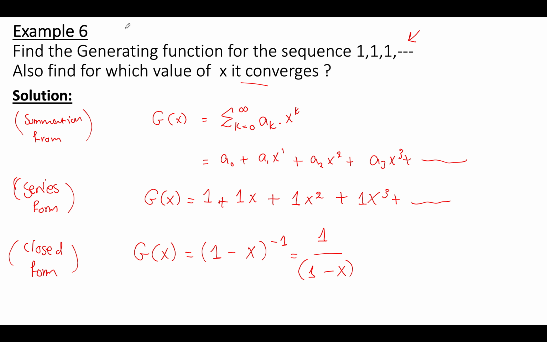The second part says: what is the value of x for which it converges? So here the value of x is usually found by taking the term here. So we got x should always be less than 1. All right.